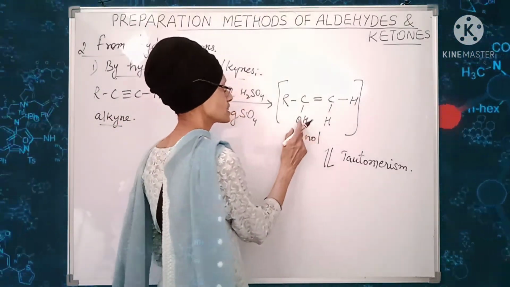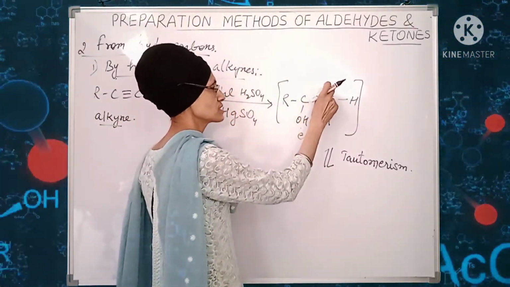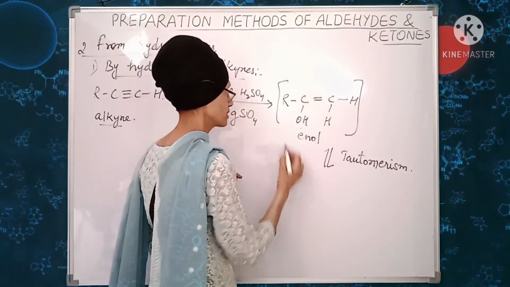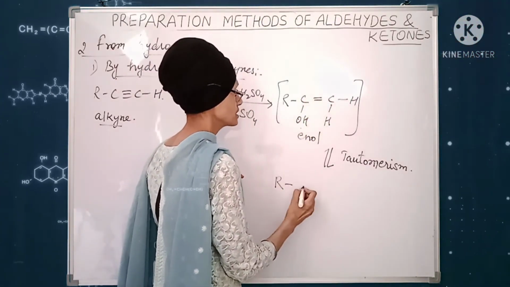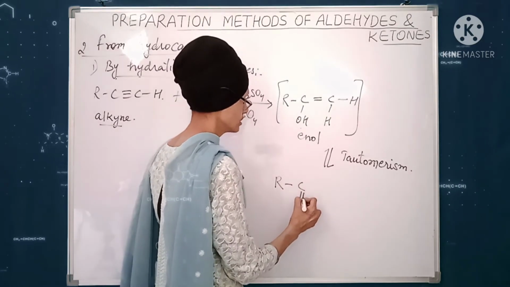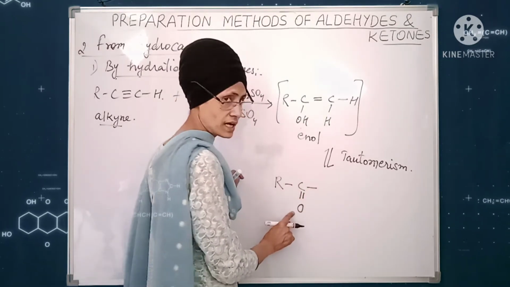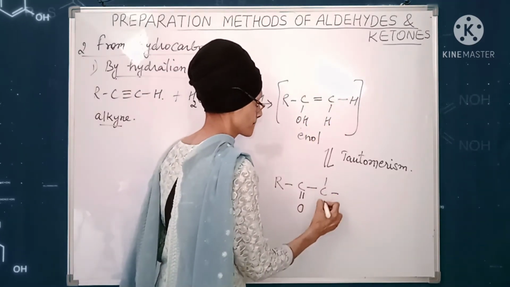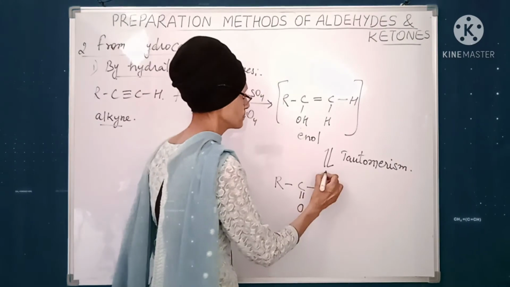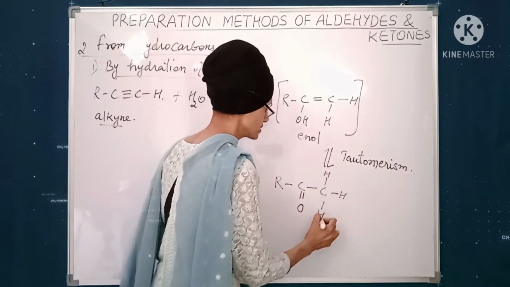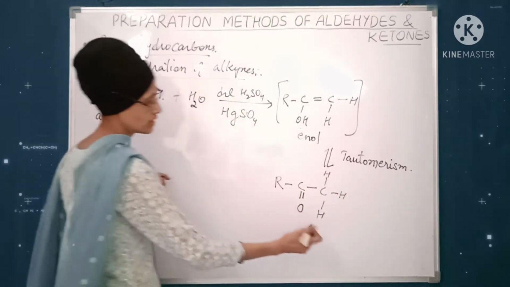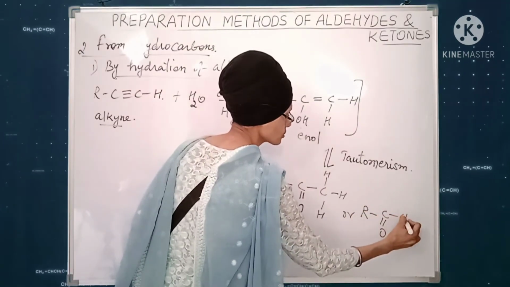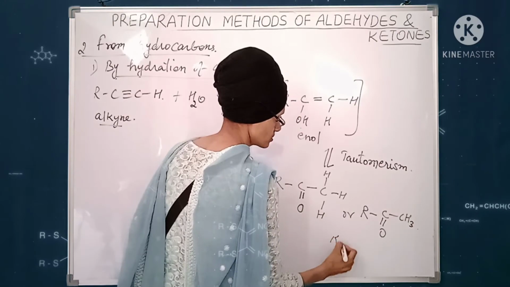This H will shift to this carbon. So here we will get a single bond, and a double bond here, like this. You can see there is just a shift of one proton. H is removed from the alcoholic group and shifted to the neighboring carbon. So single bond here and double bond comes here. Now it is a ketone. You can also write it like this, R C double bond O CH3. So this is a ketone.